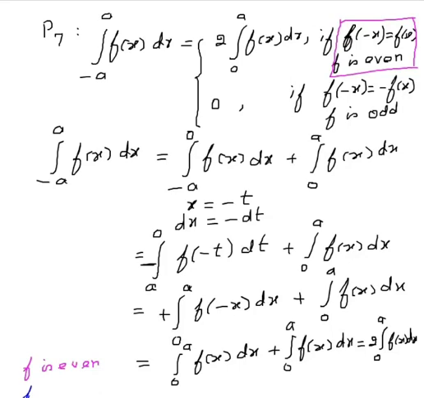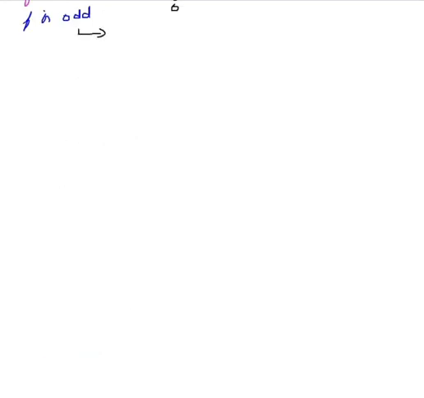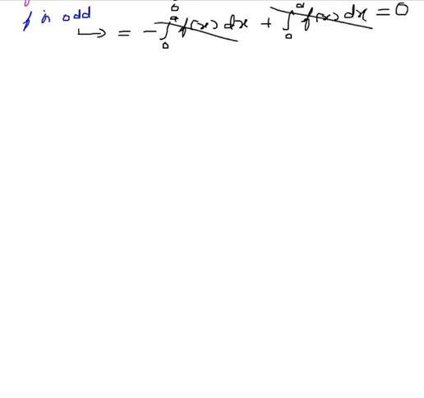Whereas, if f is an odd function, in that case, f of minus x is minus f of x. So in case of odd function, the integral becomes minus integral 0 to a f of x dx. And the second integral is 0 to a f of x dx. They get cancelled. The answer becomes 0.